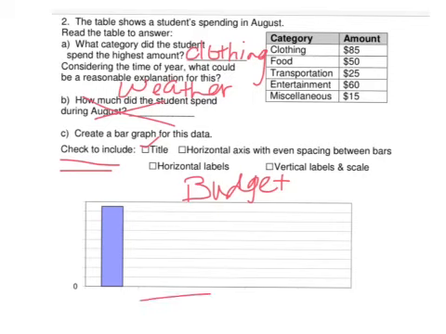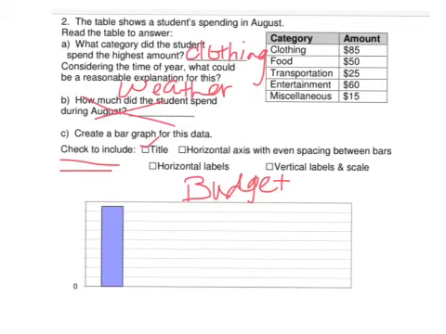Horizontal axis with evenly spaced bars. So our horizontal axis is down here, and we want to make sure that we have all of our bars. We also want to label down here. So here, this might be clothing and so forth, but before I label it, I want to go ahead and get my vertical bars and my intervals done.